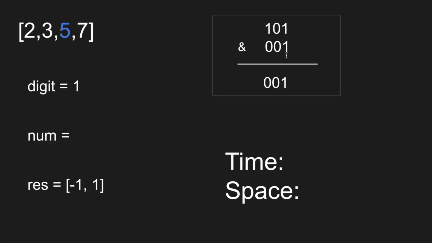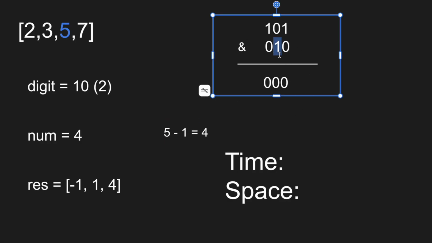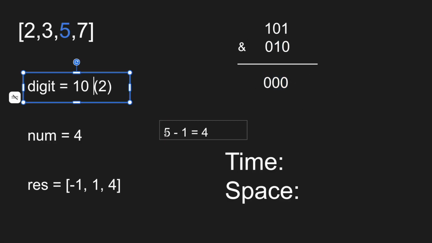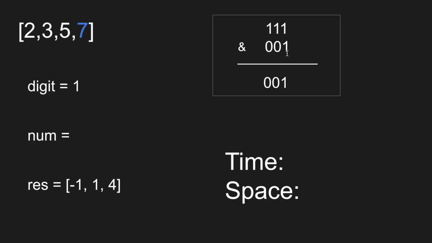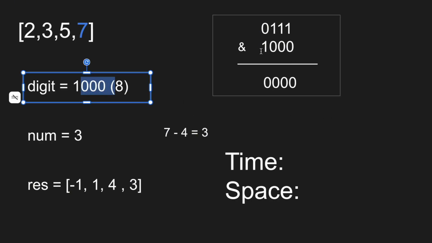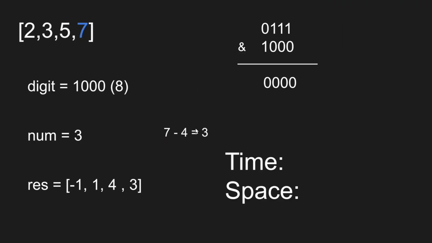Move to the next number. For 5, when the digit is 2 to the 0 power, it's not 0, so move to the next digit. Now, when we move 1 to here, it is 0, so we will do 5 subtract the previous digit, which is 1, and that's 4. So we will add 4 to the resulting array. Now move on to the last one. When the digit is 1, it's not 0, so move on to the next power, still not 0, next power, still not 0. Now when we set it to 8, it is 0, so we take the previous digit, which is 4, and 7 minus 4 is equal to 3, so we add 3 to the resulting array, and we can return this as our result.